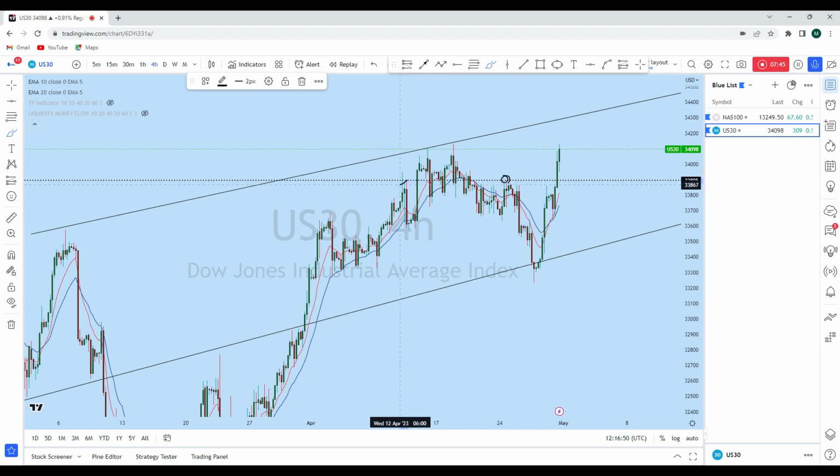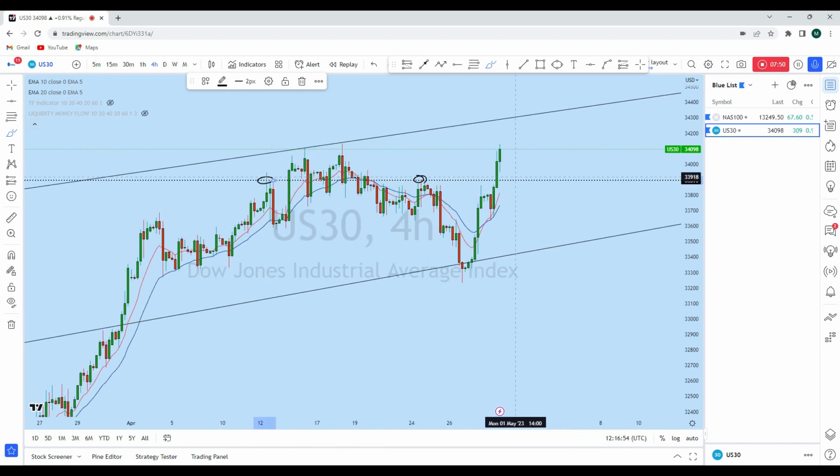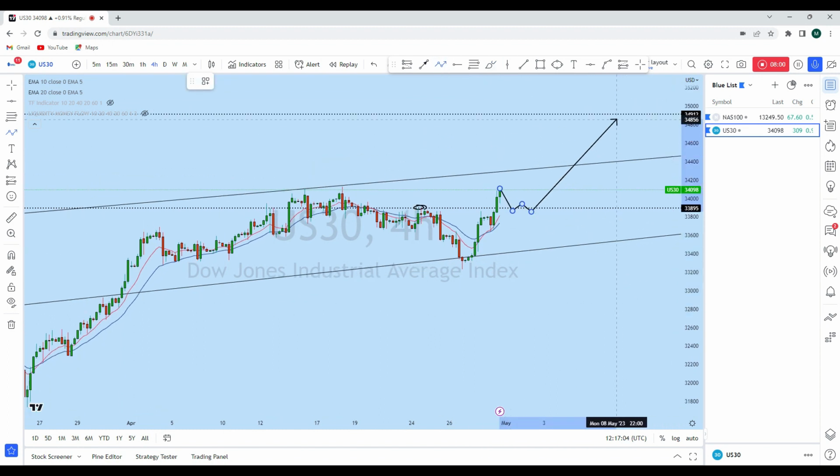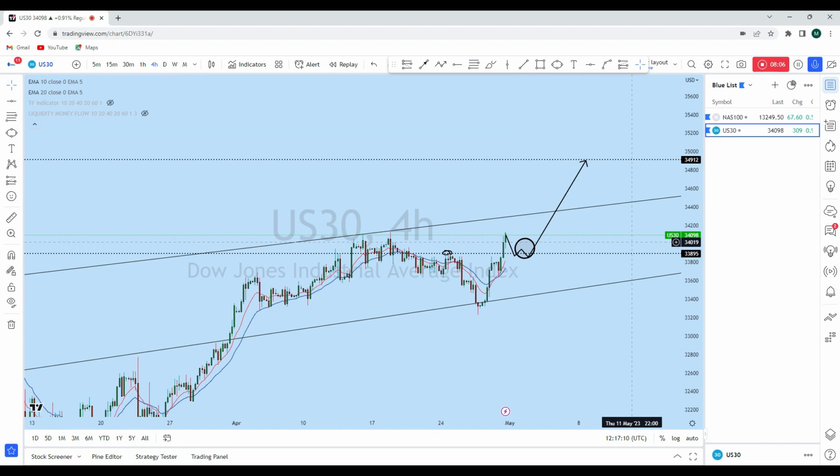Resistance here, resistance here. You can see this level is in fact quite significant, and that resistance level can act as a support. So any kind of pullback from this current price to the downside, testing this previous resistance as a support, we will consider going long on US30 with a high probability trade setup with our students.